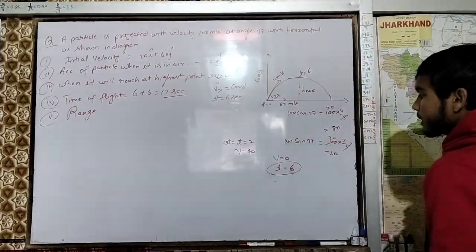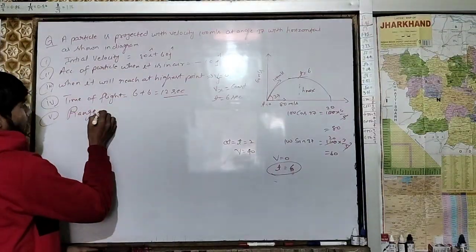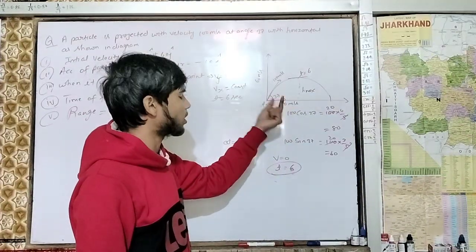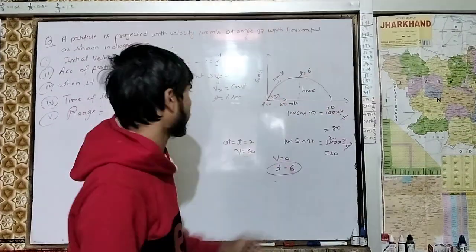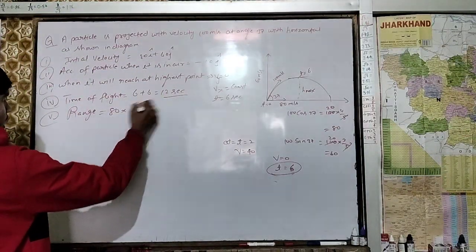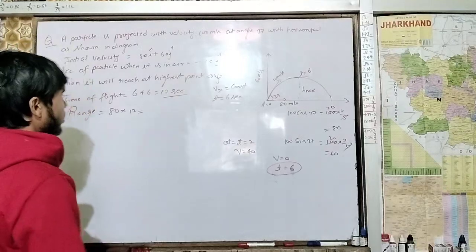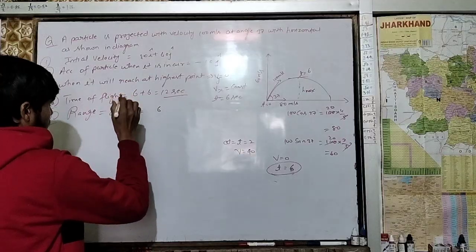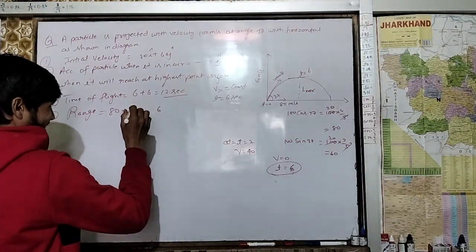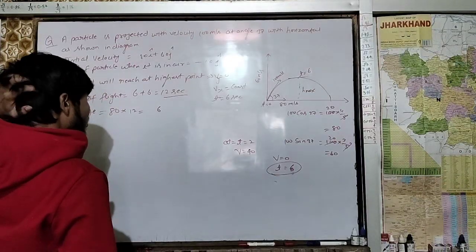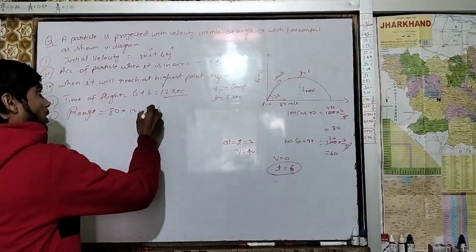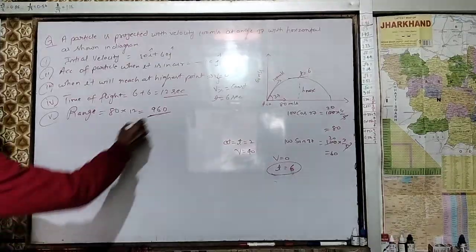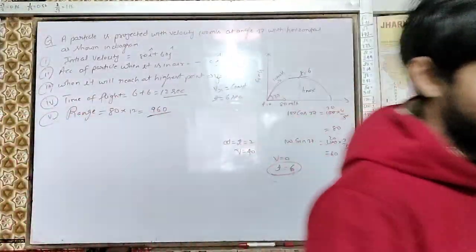V is equal to u plus at. To calculate this range, remember acceleration is 0. Just multiply this 80, the initial velocity of x, by the time of flight. So 80 multiplied by the time of flight, 12. Your displacement, your range, would be 960.